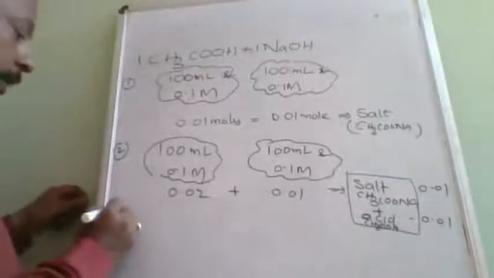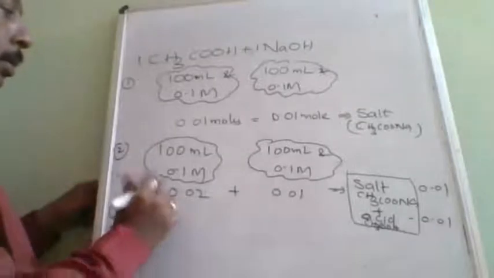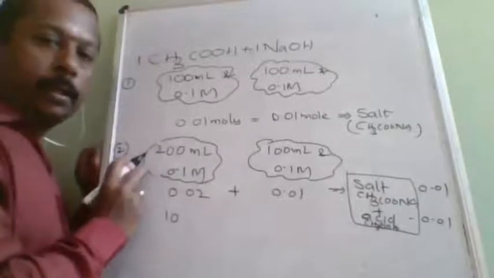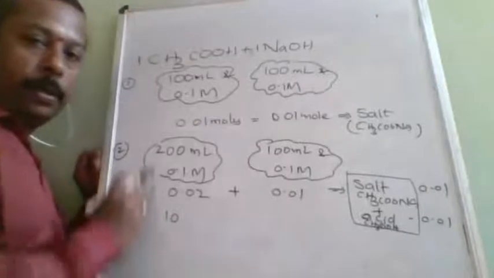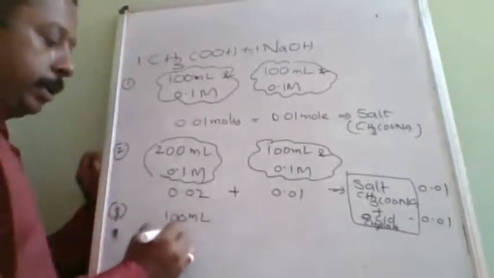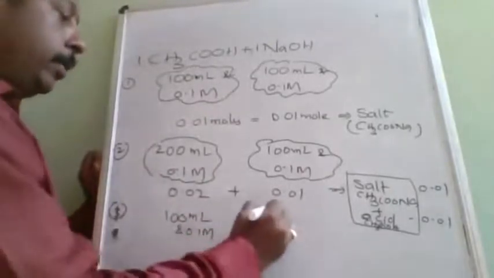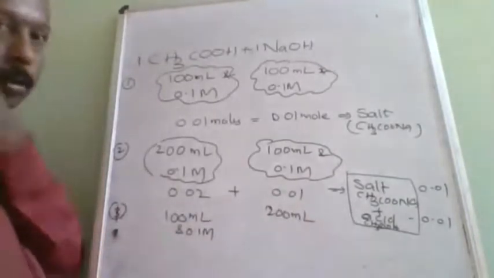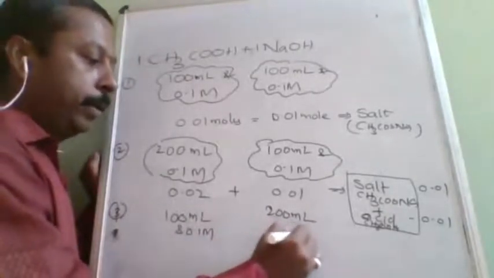Now let us take the reciprocal condition. Here I am taking 200 ml of 0.1 molarity, and this calculation gives 0.02. Now I am making the other one 100 ml and 0.1 molarity, and here I am taking 200 ml, again with the same 0.1 molarity.